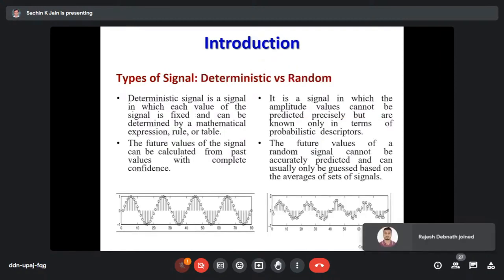Then we have deterministic or random signals. Deterministic means it is defined through a mathematical expression. Random signals means there is no certainty. It is defined in a probabilistic way, and it could have any random values. So that's why it is more uncertain in nature.